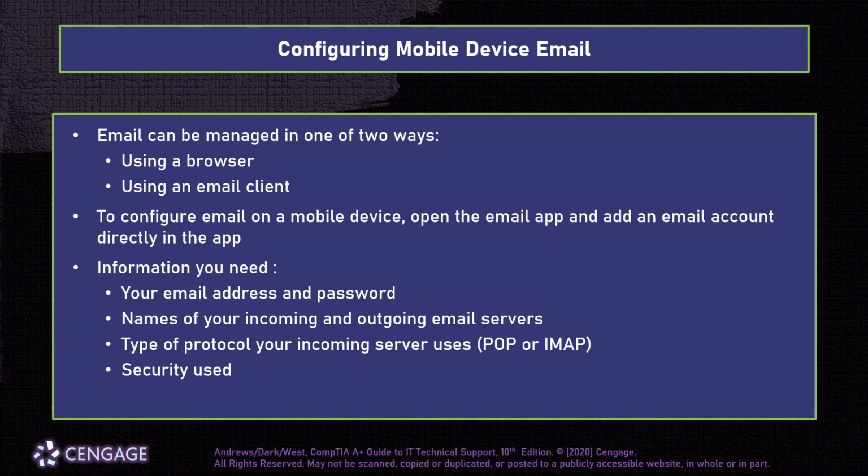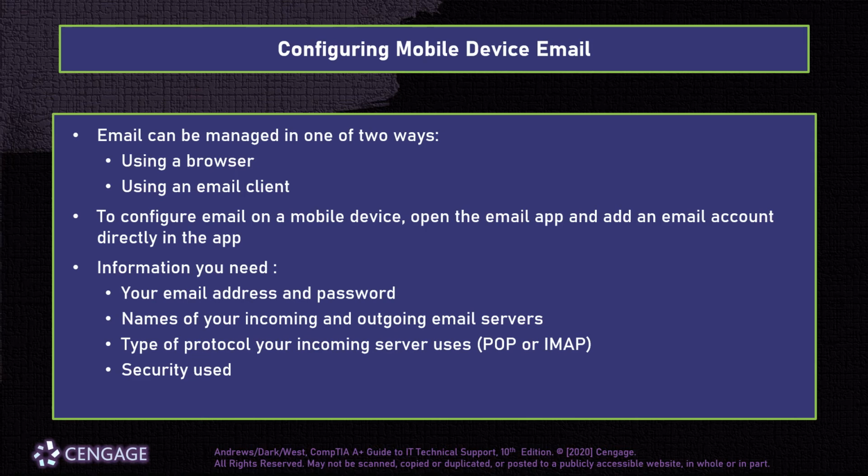Let's talk about email. Now, email, of course, tends to be managed in one of two ways. Either you log into a website called your email client in a browser, or you can have a desktop-based email client, which would be something like Outlook or Thunderbird. Now, to set up email on a mobile device, traditionally you're going to have to open up either settings and go to email, or you can go to the email app and add it directly.